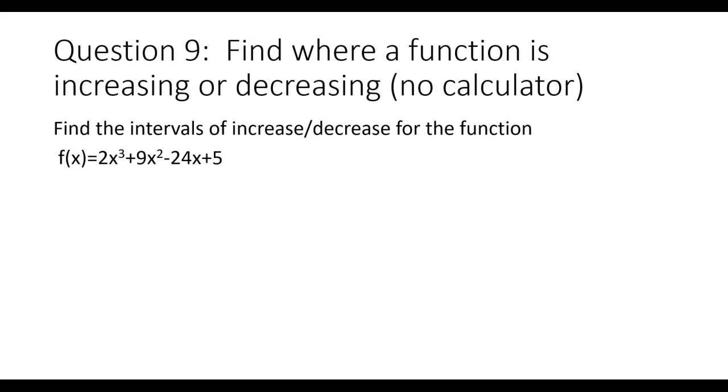Question 9 is asking us to find intervals of increase and decrease for a function, and we're not supposed to use a calculator. So the way that you find an interval of increase or decrease is you start by finding f prime. F prime is the slope, and slope tells you where a function is increasing or decreasing. Next, we're going to set it equal to 0.